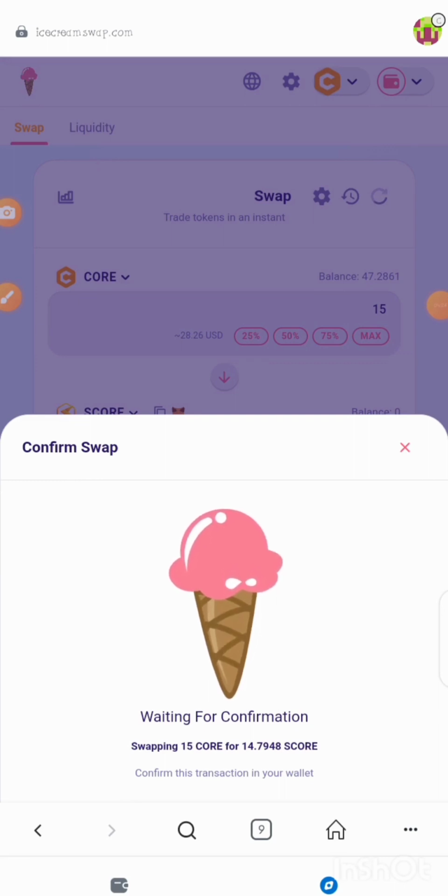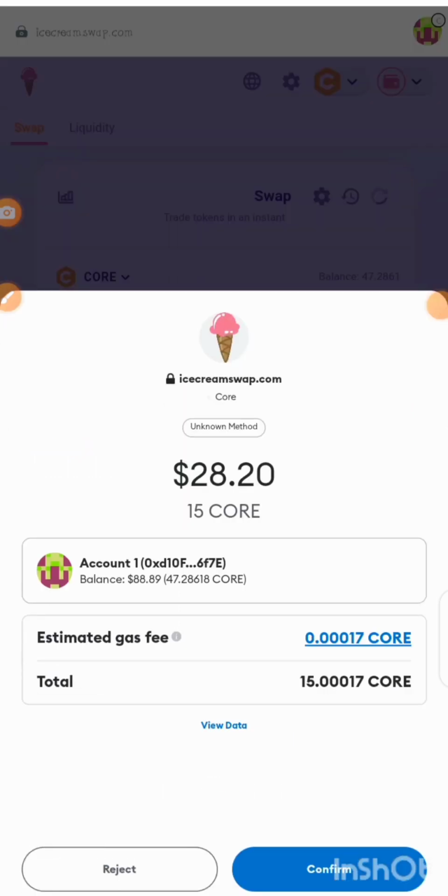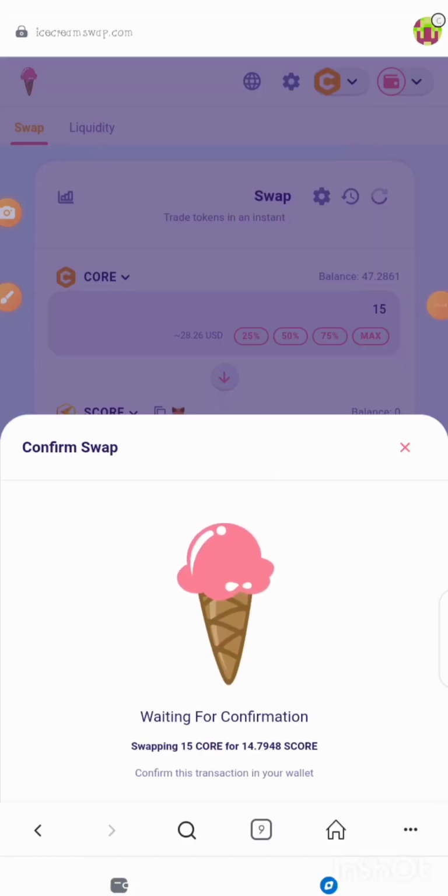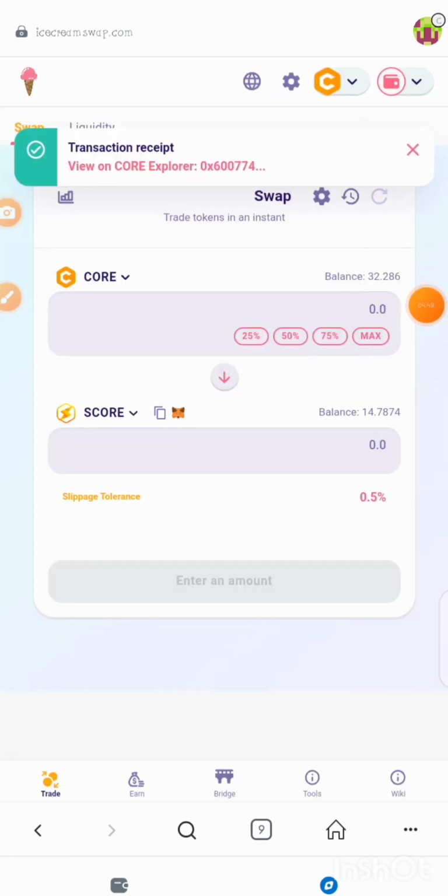Guys, please watch this video to the end so that you don't get confused anywhere. I'm doing this thing live so you can be seeing it. Okay, now we have swapped 15 core into wrapped core. The transaction is confirming. Okay, it is done.